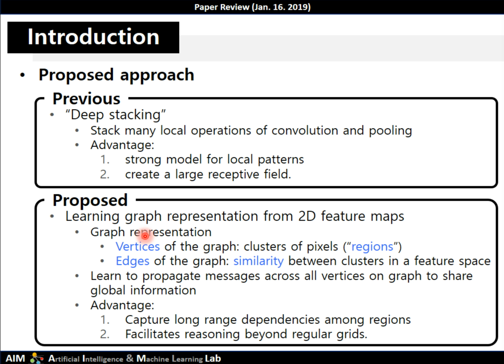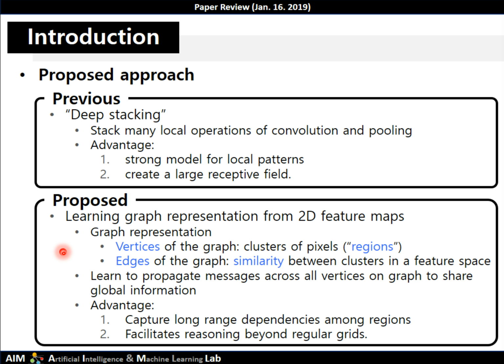Deep convolutional networks have been successful for visual recognition, and these deep models stack many local operations of convolution and pooling. This stacking not only provides a strong model for local patterns, but also creates a large receptive field to capture long-range dependencies. In this paper, instead of deep stacking, they propose a novel approach for capturing long-range dependencies using deep networks. They propose learning graph representation from 2D feature maps.